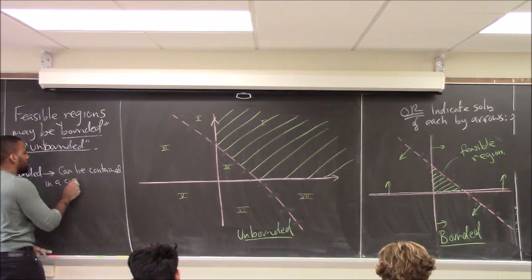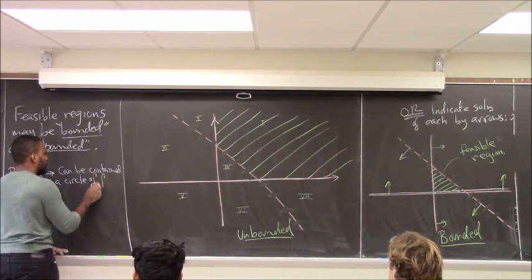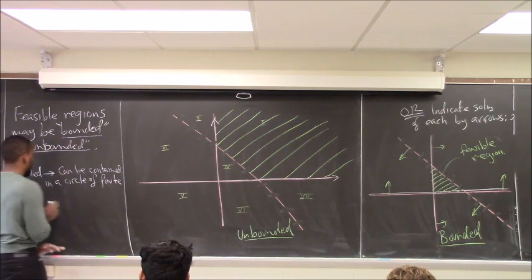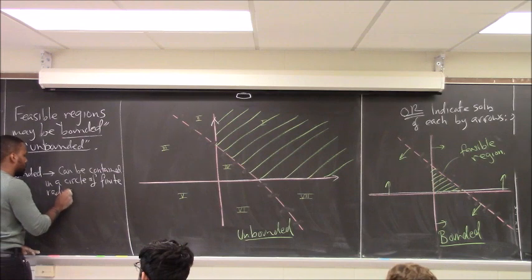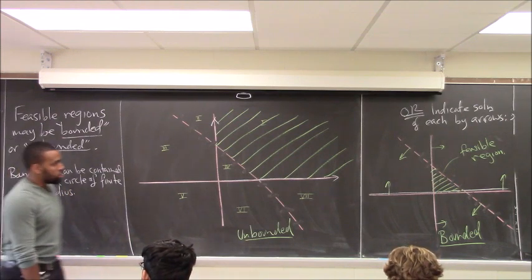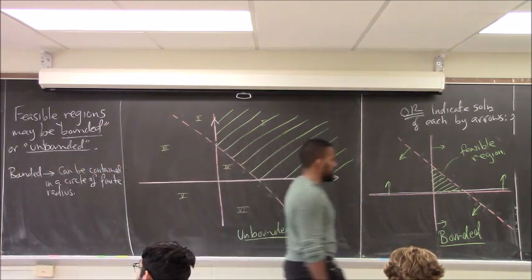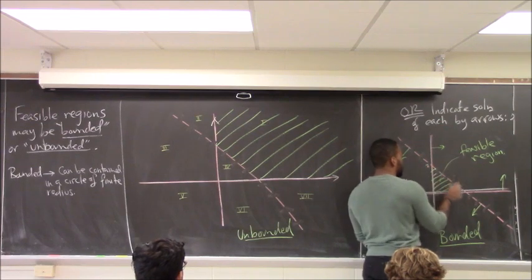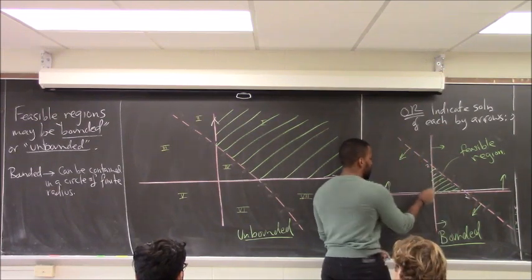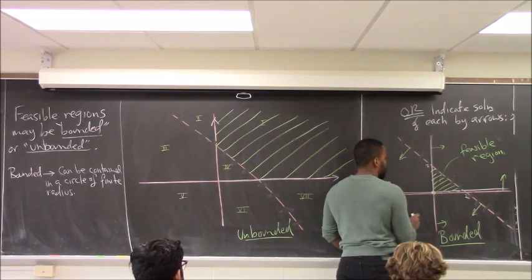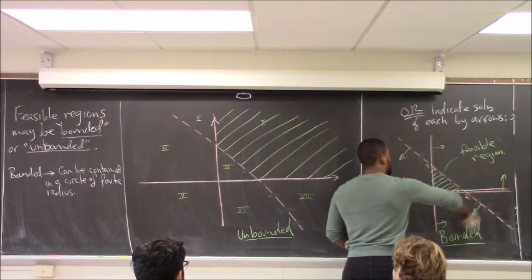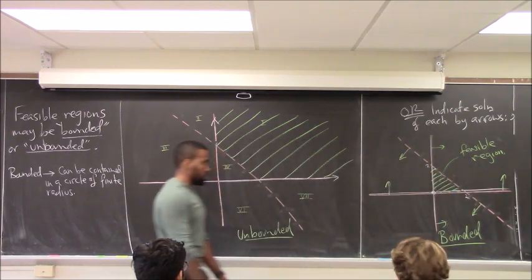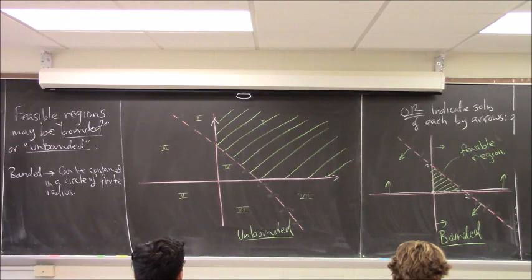in a circle of finite radius. So it's possible for me to draw a circle and contain this entire region. In fact, this goes through 2 and 2. So I can put a circle centered at the origin, radius 3. That circle is going to contain the entire feasible region. This, therefore, is a bounded feasible region.